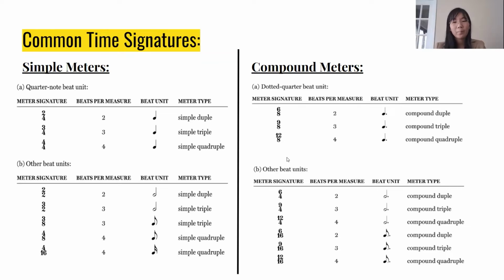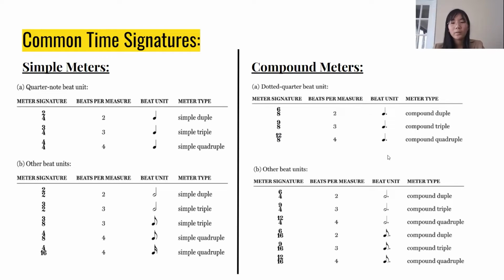And here in the compound meters, you'll notice that if you divide the top number by 3, it will give you whether it's duple, triple, or quadruple. So for example, you divide 6 by 3, you get 2, so that's duple. You divide 9 by 3, and that's 3, so it's triple. And you divide 12 by 3, and that's 4, so it's quadruple.